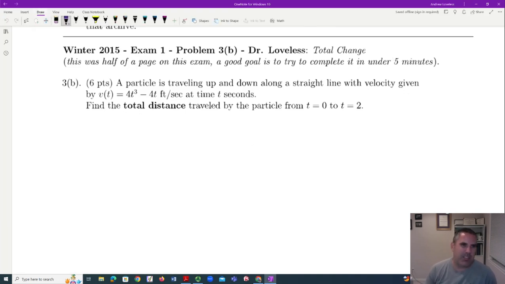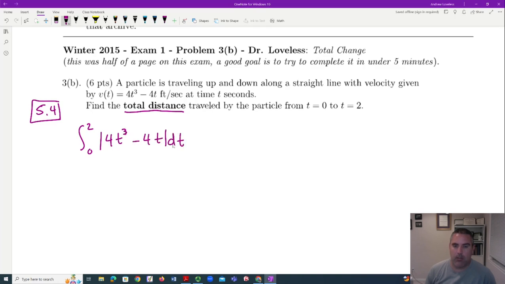So this to me is an important named thing that we spent quite a bit of time talking about in lecture in section 5.4. So if you need to review this, that's what we did there. But this should be automatic. You should be writing the integral from 0 to 2 of the absolute value of 4t cubed minus 4t. And we have a very clear procedure.